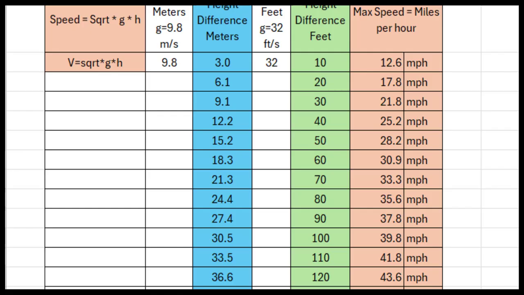What I did to make your life a little bit easier, once you've found your differences in feet or meters on your zipline towers, is show you this. We calculate 9.8 meters per second and put it into this formula over here. We multiply it by 3, which is our height, and it gives us about 12 miles an hour. We did the same thing with 32 feet per second as our gravity constant times 10 feet, and it gives us about 12 miles an hour.